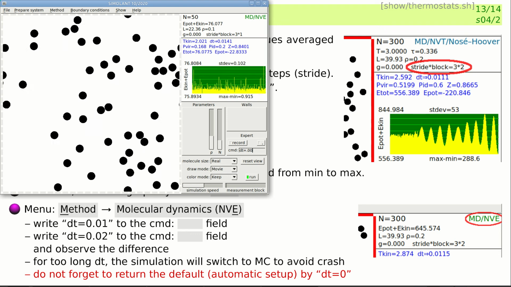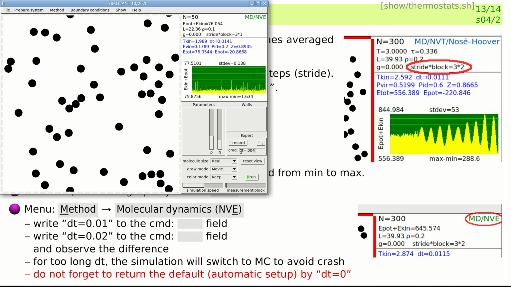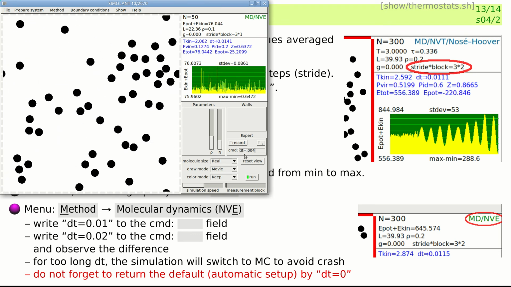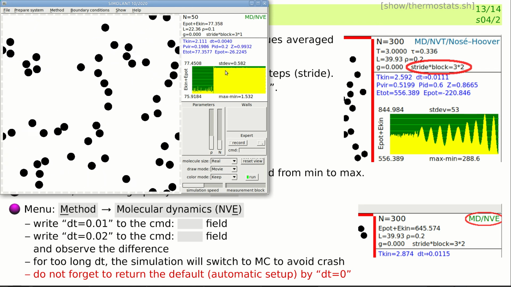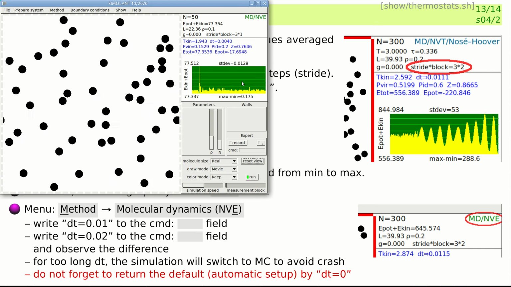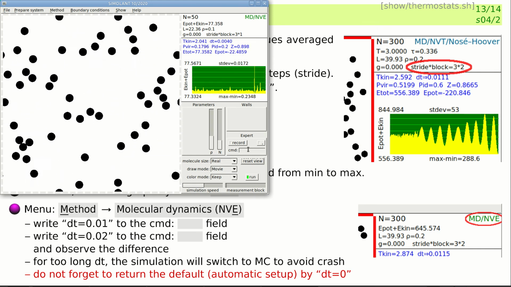Let's use a shorter time step, something like this. That is, we'll write here to this window dt equals, and immediately you can see that we have a new level. Now it expanded, and also the molecules move slower because the time step is shorter.